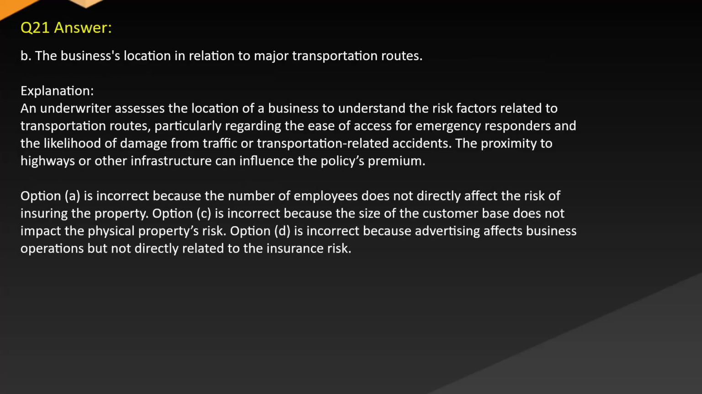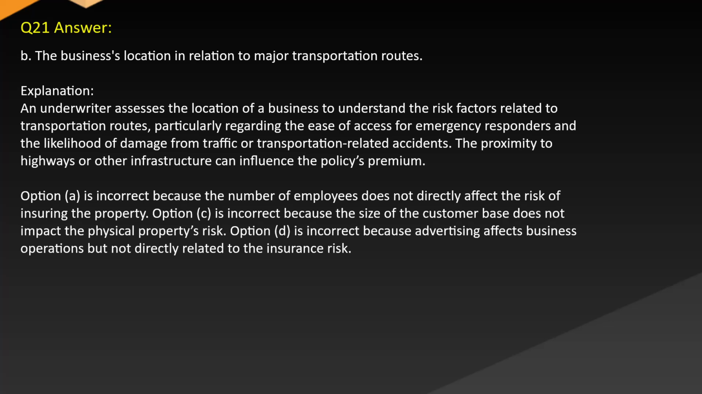Answer: B. The business's location in relation to major transportation routes. Explanation: an underwriter assesses the location of a business to understand the risk factors related to transportation routes, particularly regarding the ease of access for emergency responders and the likelihood of damage from traffic or transportation-related accidents. The proximity to highways or other infrastructure can influence the policy's premium.